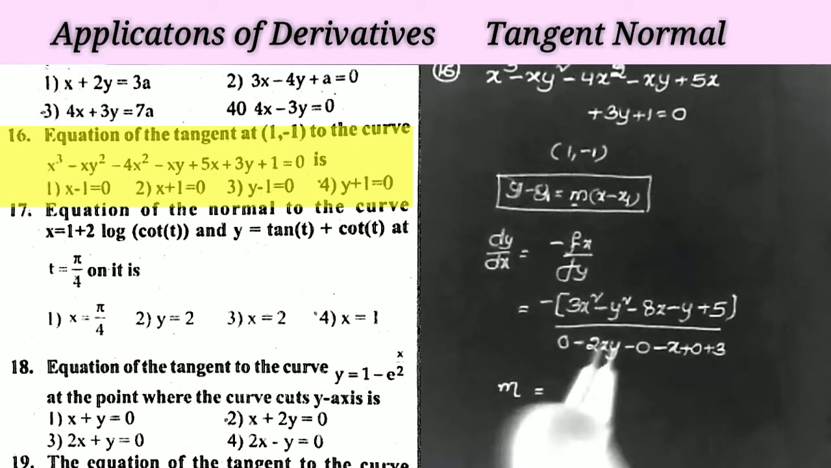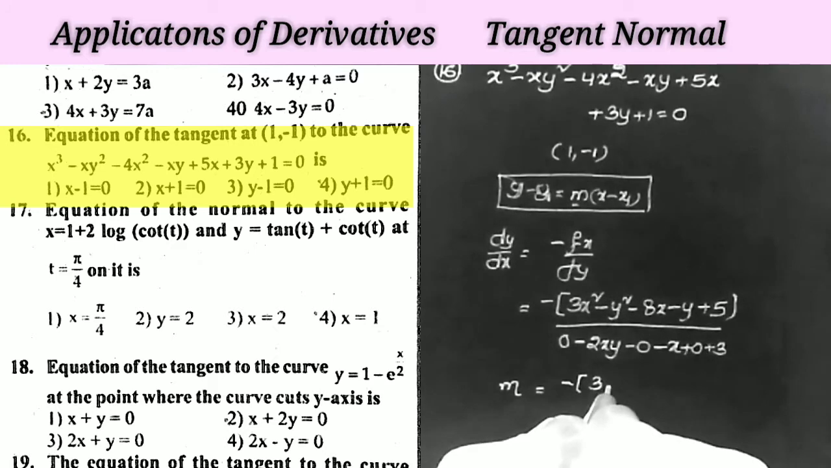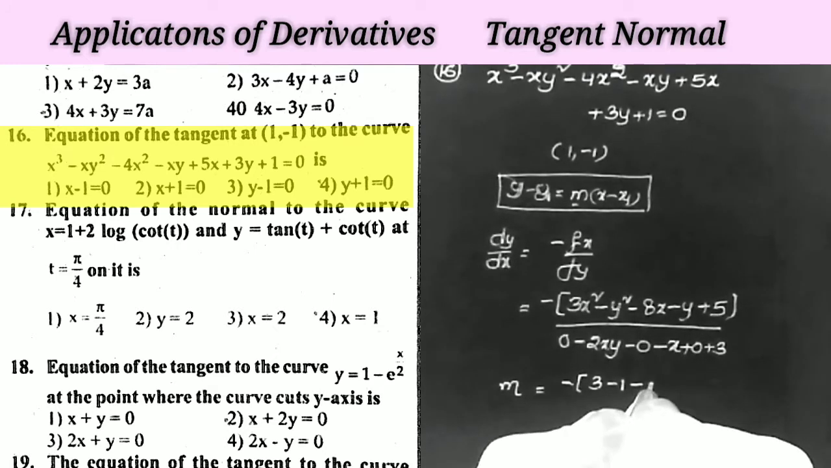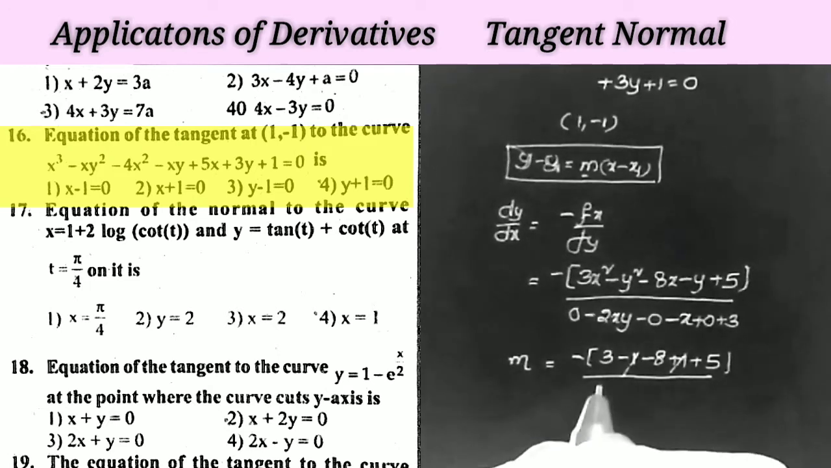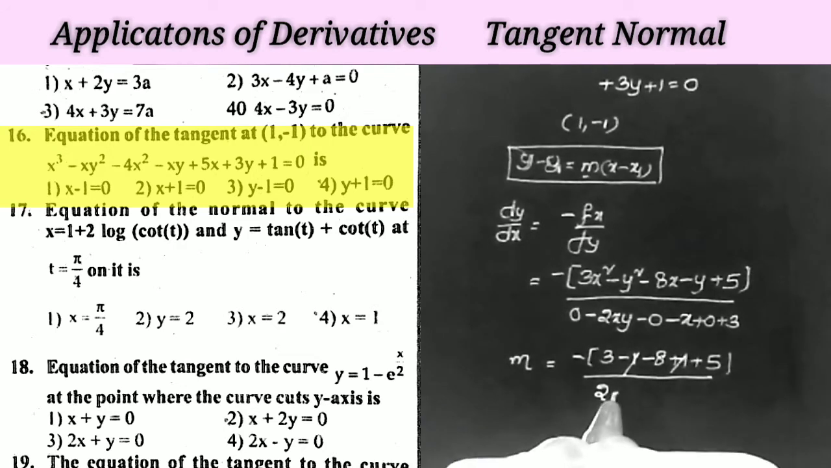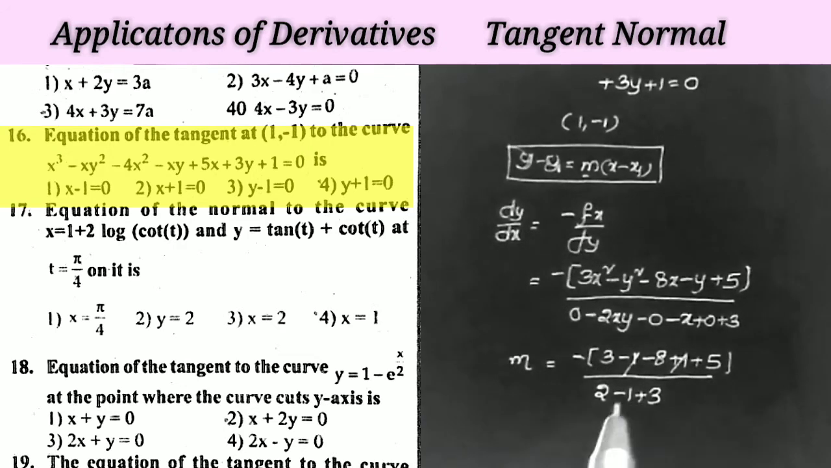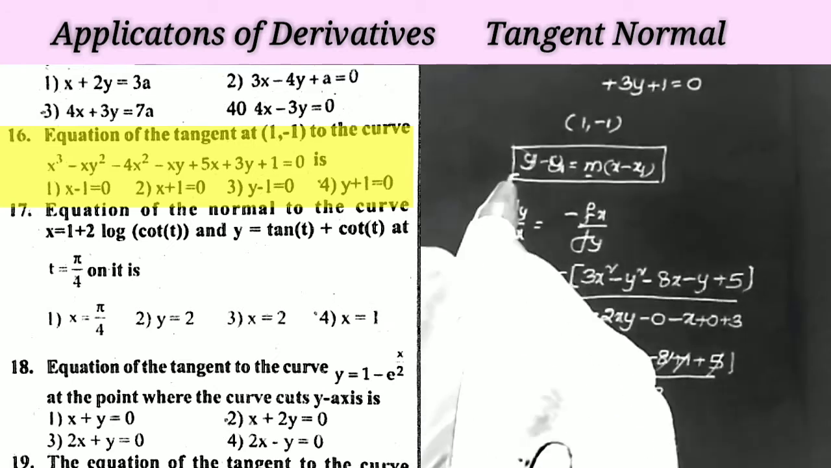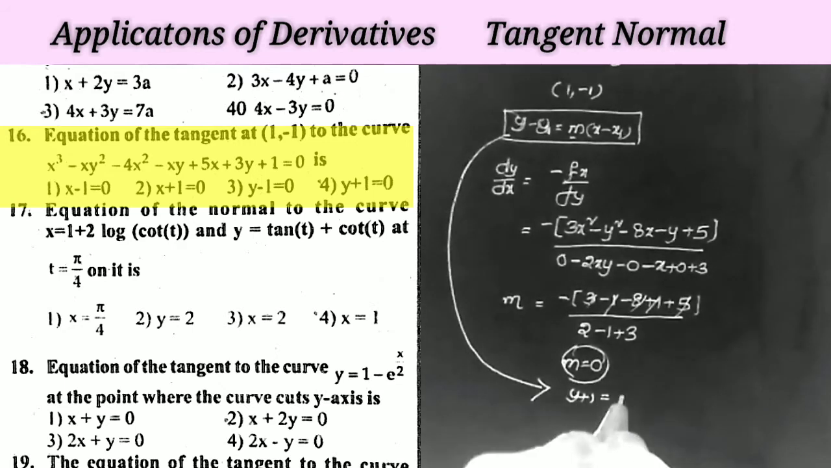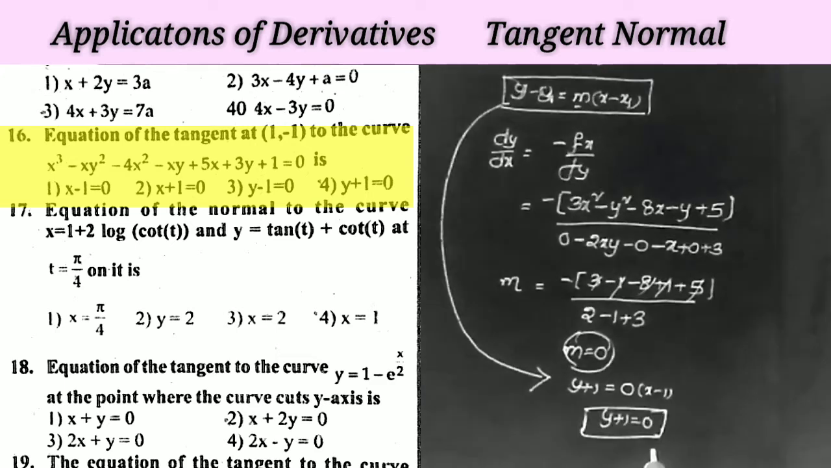Now we want the derivative at (1, -1). Replacing this point here, the numerator is minus of 3 minus 1 whole square, 1 minus 8 minus of minus plus 1 plus 5, and the denominator is minus 2xy, that is 2 minus 1 plus 3. The numerator value is clearly 0, and 0 by anything is 0. So the slope is equal to 0. Now replacing the values in the formula, we get y plus 1 is equal to 0 into x minus 1. So the answer is y plus 1 is equal to 0, and this is the fourth option.